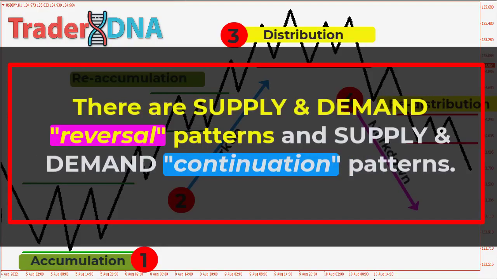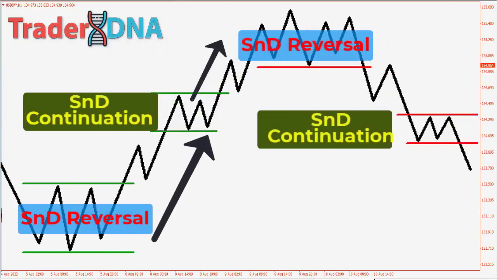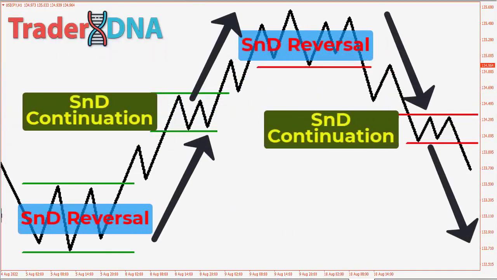This is important because understanding which phase the market is in, its underlying trend, and how long it has been in place determines which are the best demand and supply zones to look for. In an old trend, you will want to look for reversals. In a new trend, you will want to look for continuations.